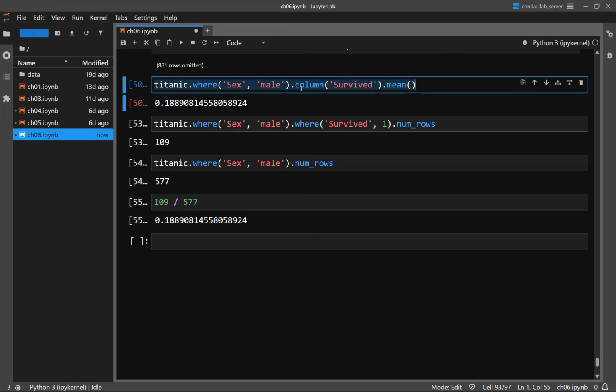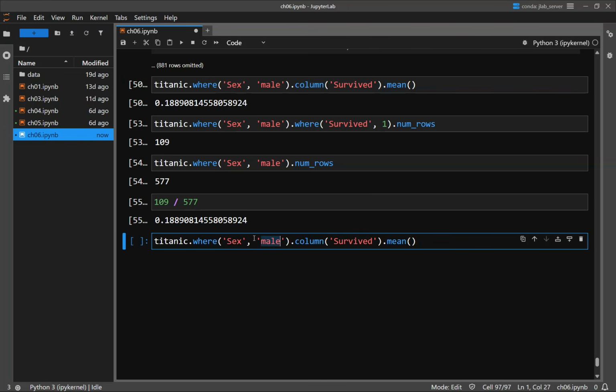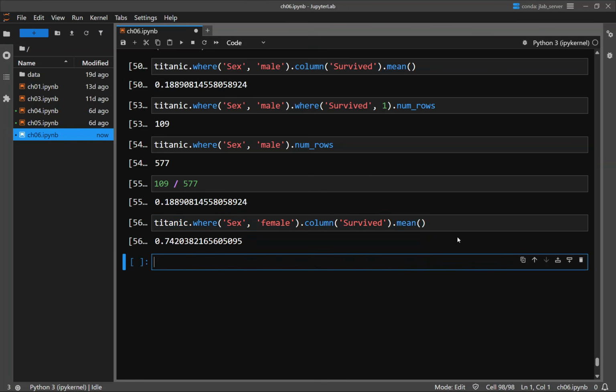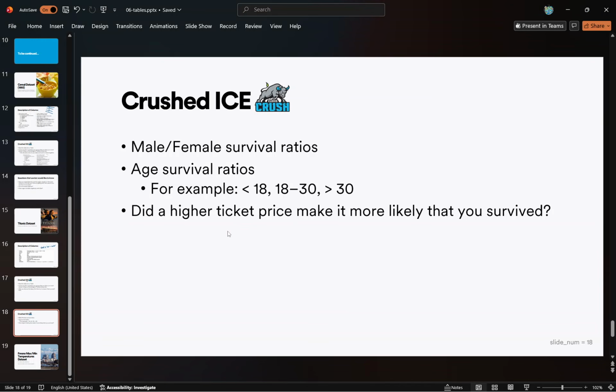And then female survival rate, same idea. Give me all the women, get their survived column, and give me the average. And so they definitely were trying to prioritize the women, which is good, right? So even though there were fewer women on the Titanic, like we've noticed, they tried really hard to save the women who were on board. Okay, so that's the first question. Are there any questions about how I asked it and how I found the answer?